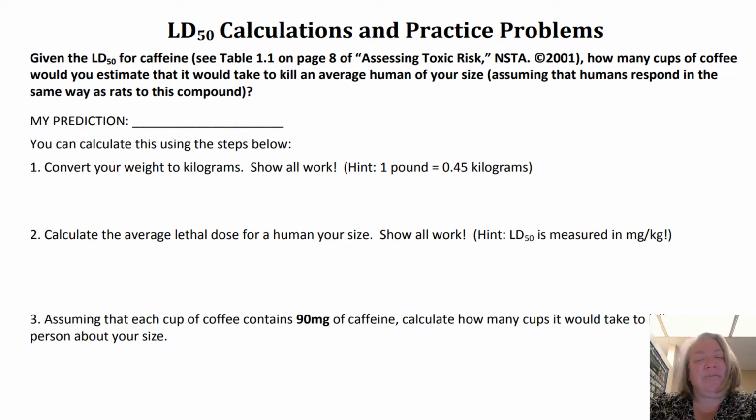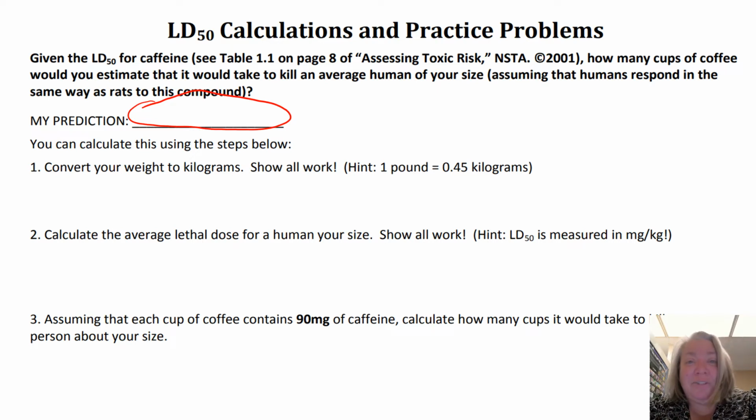It tells you to reference a particular article. Don't worry about that. What you're supposed to do first is predict how many cups of coffee you think would be considered your LD50 for the size that you are. We talked in class about what the averages are, so you can think about whether you are smaller or larger than the average. This is a worldwide average, which is sometimes smaller than the average American.